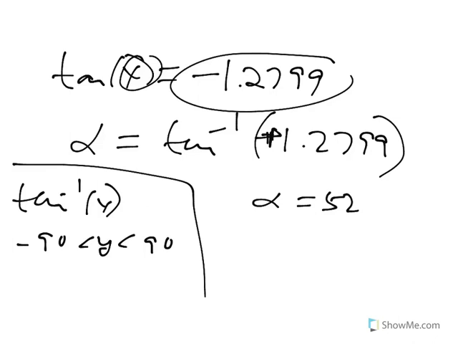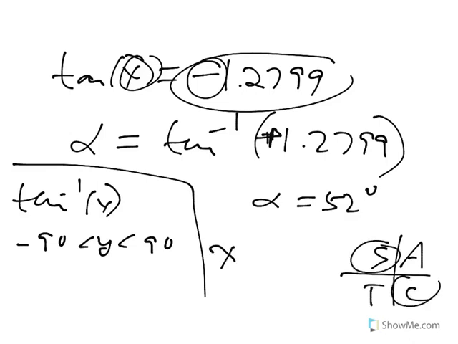The reference angle is 52 degrees, and tangent is negative in quadrants 2 and 4, so the quadrant 2 answer is 180 minus 52, which is 128, and the quadrant 4 answer is 360 minus 52, which is 308. Again, the moral of the story is, into your calculator, do tan inverse of positive. If you don't have a calculator and you have a trig chart, that's your only option anyway.